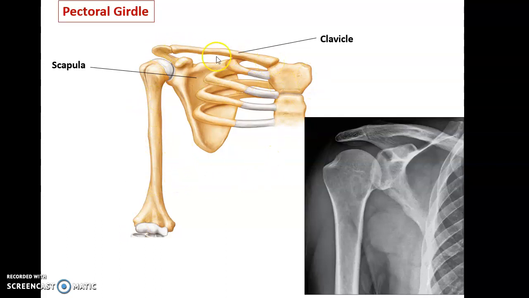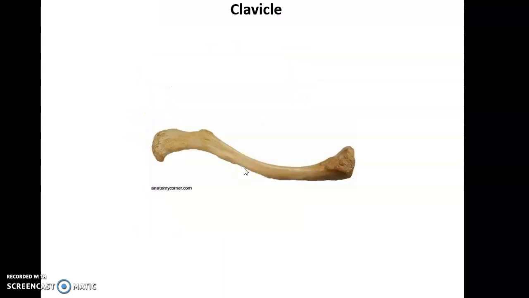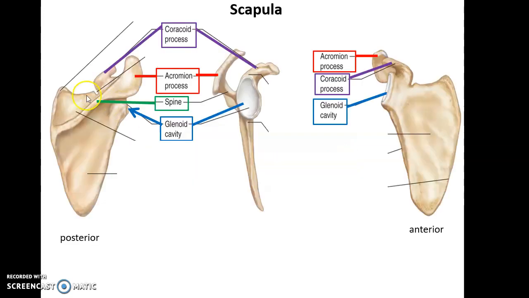So we have the clavicle, which connects to the sternum of the axial skeleton, and then the clavicle attaches to the scapula, which then attaches to the arm. So pectoral girdle: clavicle and scapula. Here is what the clavicle looks like. And here are three different views of the scapula, a somewhat triangular shaped bone with a ridge along the back portion of it.